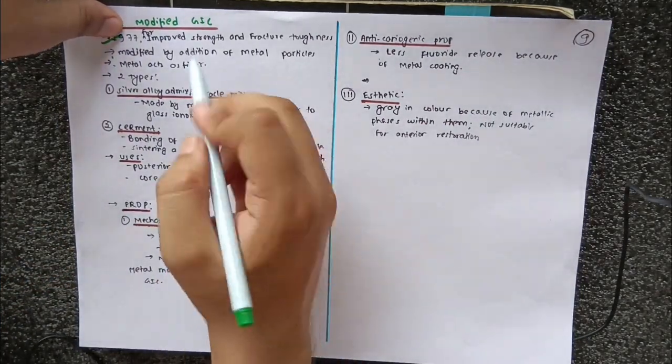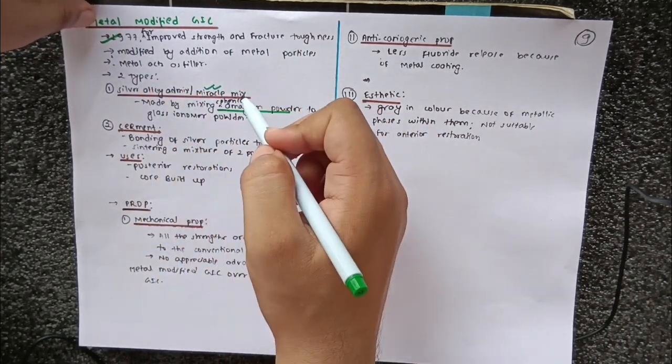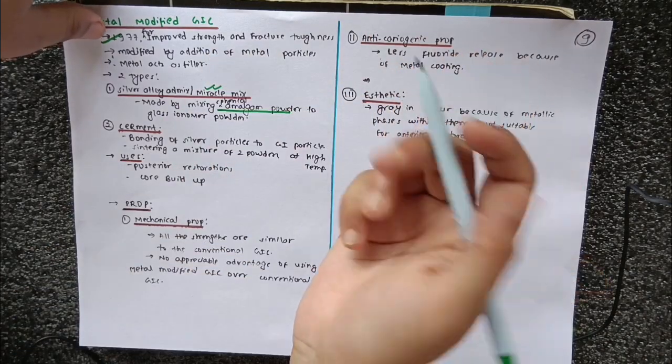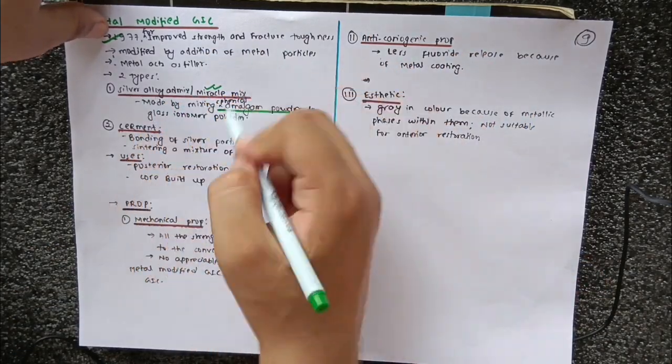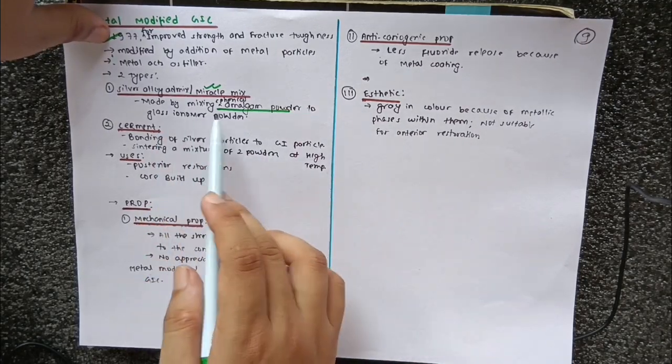Miracle mix is a famous terminology for this metal modified GIC. They can ask you in a viva what is present in the miracle mix, what we add to the GIC: silver alloy admix is used, or spherical amalgam powder. We use that in the conventional miracle mix.